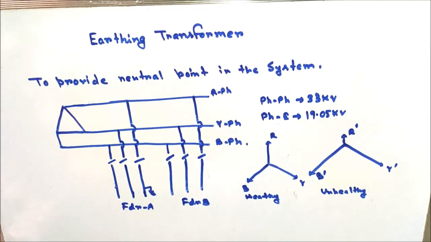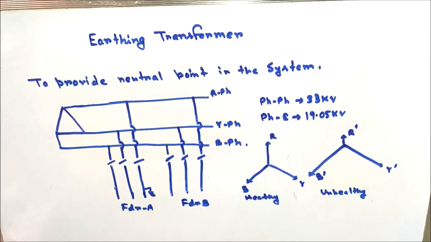Hello friends, today I will discuss the use of the earthing transformer and its construction details. It is mainly used to provide a neutral point in a system where no neutral point exists, for example, a delta connected system. A delta connected system has no neutral point.